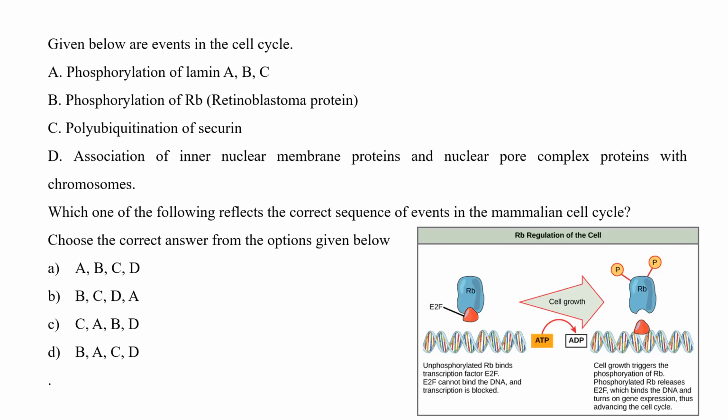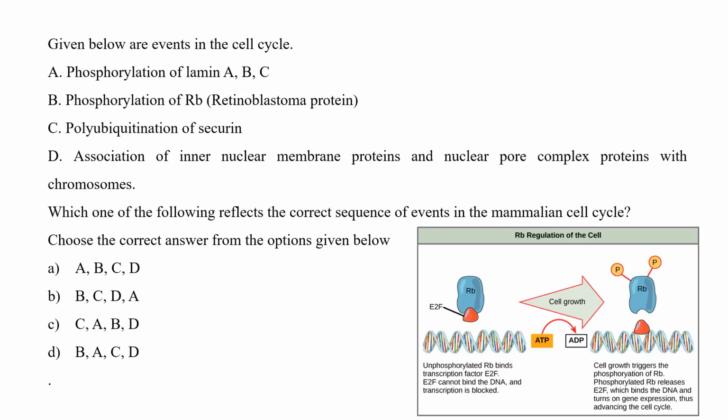So the polyubiquitination of securin should be the third step, which is occurring somewhere near anaphase. Finally, inner nuclear membrane and nuclear pore complex proteins regain their original position with chromosomes and a fresh nucleus is formed in the daughter cell. So the D step has to be the last.